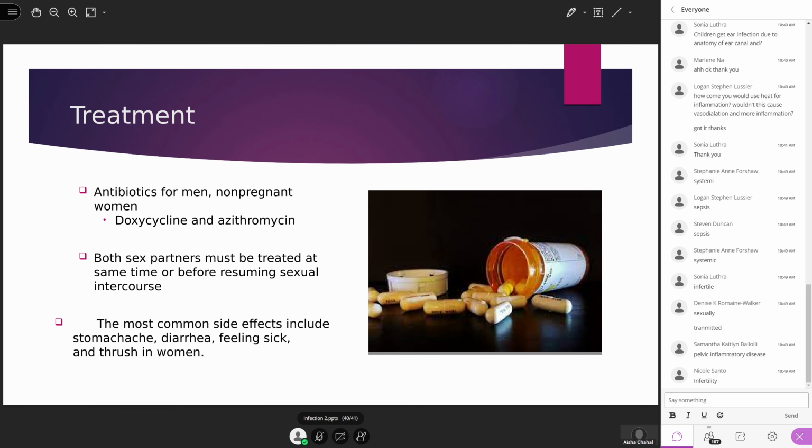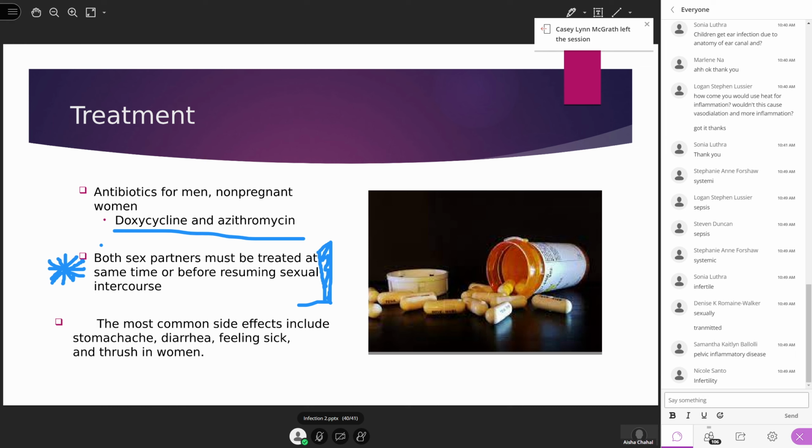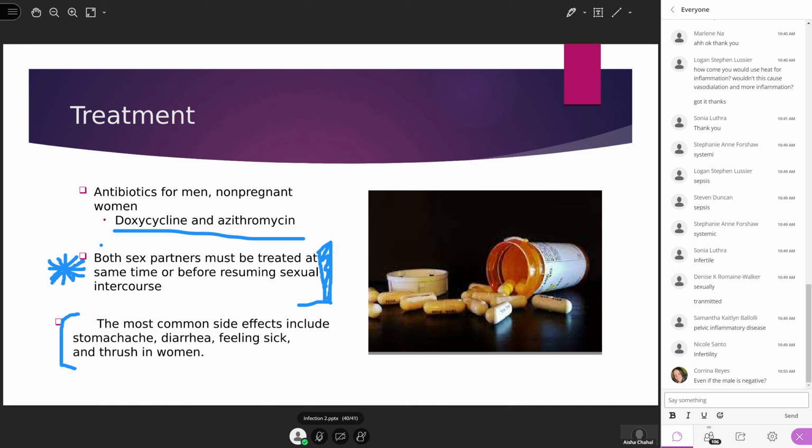Treatment of choice is doxycycline and azithromycin. Both sexual partners. So this is an important concept. I want all of you to remember that if a female has chlamydia or a male has chlamydia, both need to get treated with the antibiotics. You need to remember this one concept, that many times it is thought that, okay, I'll start the antibiotic treatment, not thinking that my partner has it too, but they both need to get treated prophylactically, even with the antibiotics. Okay, common side effects again are the same as listed here.